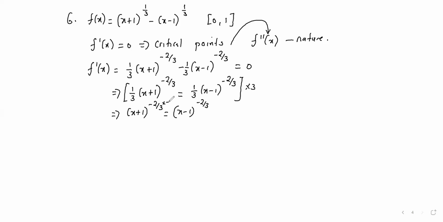Then we do to the power minus 3 on both sides, like the way you square on both sides. Now here we're doing to the power minus 3 on both sides. So that will remain with (x plus 1) squared is equal to (x minus 1) squared. You see that?